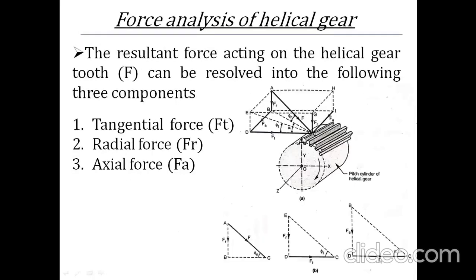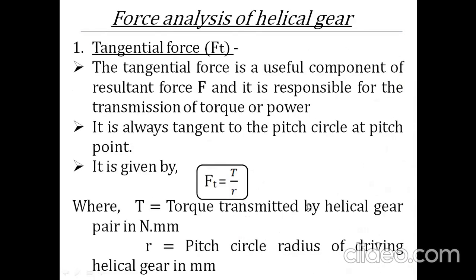Just understand: if you remember this figure clearly and the different triangles here, which triangle lies in which plane, then you can find out the relation of FR, FT and FA. So tan phi t is equal to FR divided by FT, so the value of the radial force is equal to FT into tan phi t.